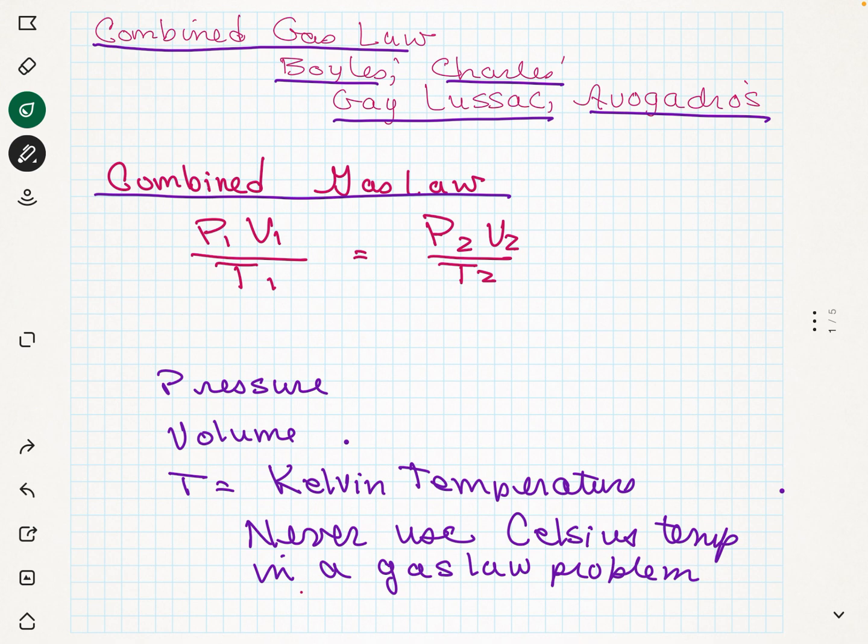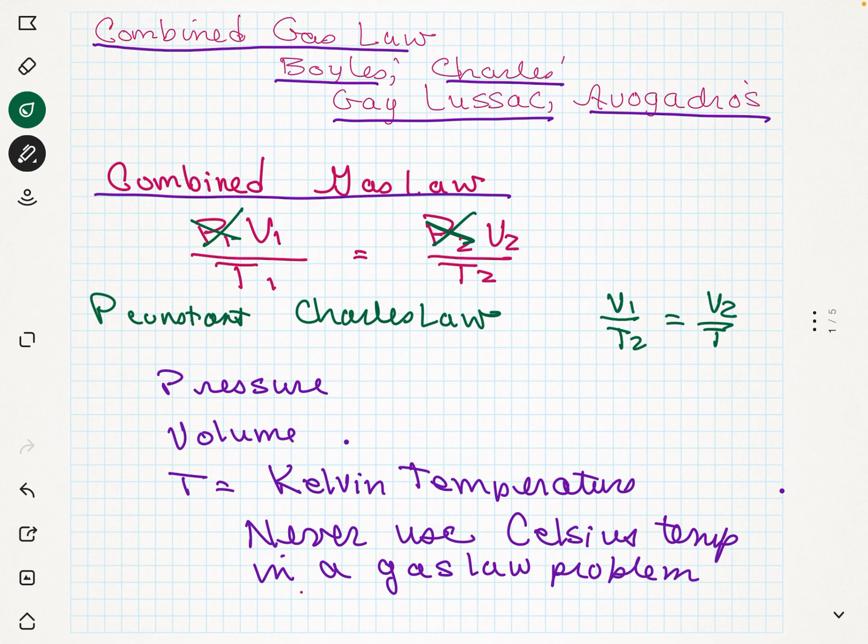If we hold pressure constant, we end up with Charles's law. And that would be V1 over T1, or excuse me, T2 equals V2 over T2. Again, I will talk about that more and solve a problem or two.